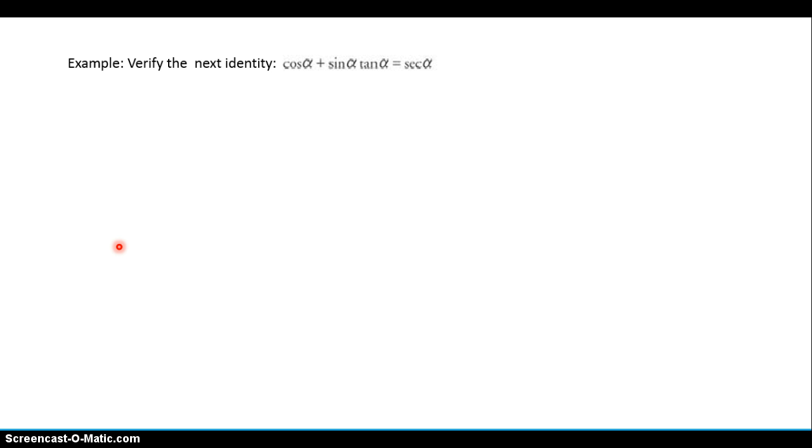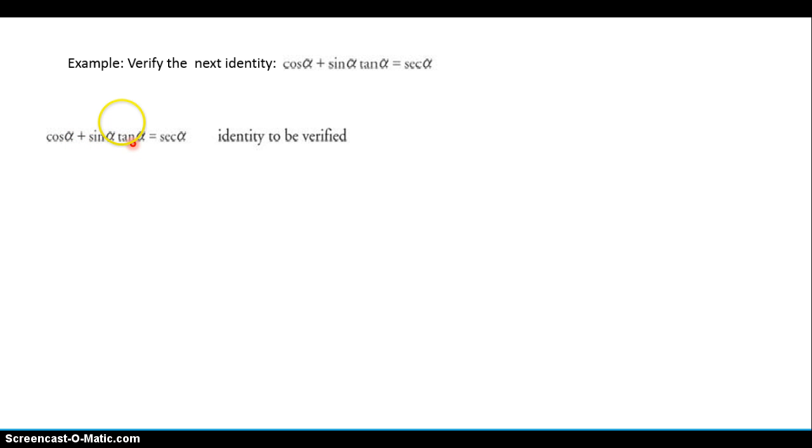Let's verify the next identity. We have the cosine of the angle plus sine of the angle times tangent of the angle is the same as the secant of the angle. This is the identity that we want to verify. First of all, we need to see which one is the more complicated side, the left side or the right side. As we can see, the more complicated side that we need to check is the left side.